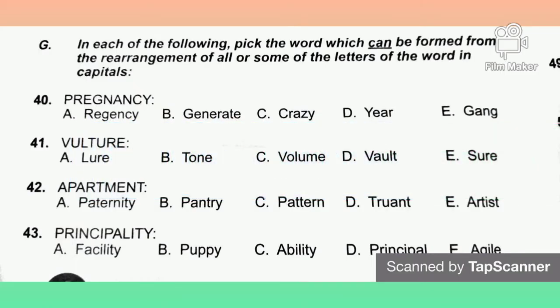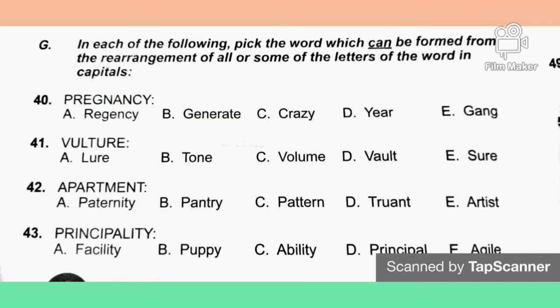Okay, in each of the following, pick the word which can be formed from the rearrangement of all or some of the letters of the word in capitals. The first word we have there is pregnancy. So can we get regency out of pregnancy? Okay, we have R there, we have E, we have G, but there is not another E, so that one is out. We have G, we have E, we have N, but we don't have another E, so that one is out.